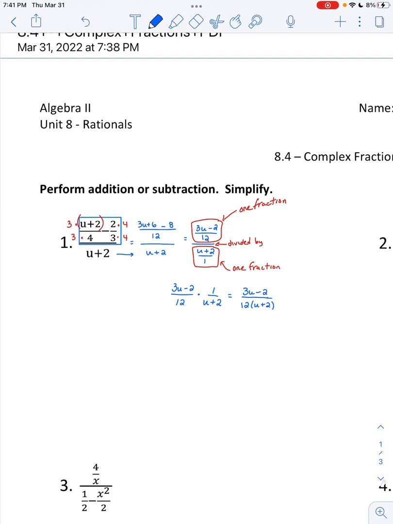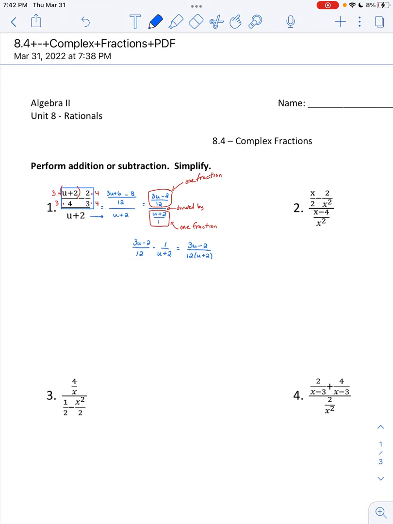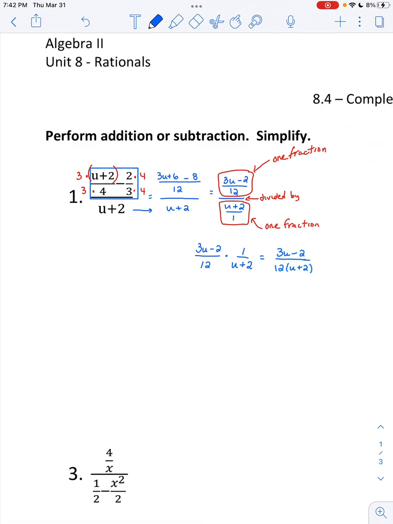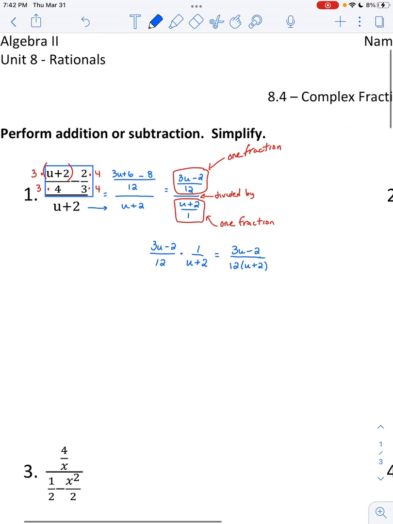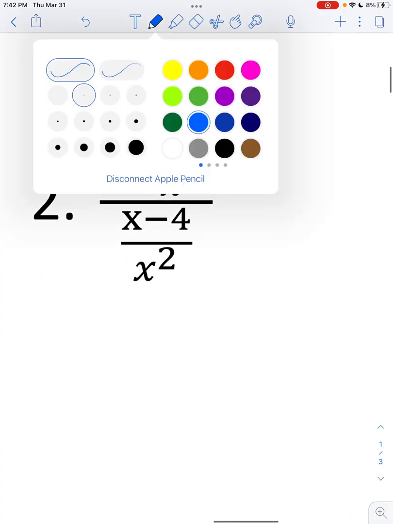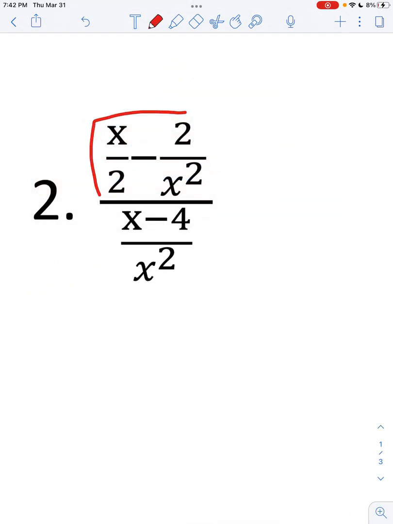The other thing we'll practice doing here later on, we'll also kind of start talking about domain restrictions again, but we'll leave that for a little bit later into the next section of notes. Let's do another example. Let's do one like this. So here again, we have a fraction divided by another fraction.